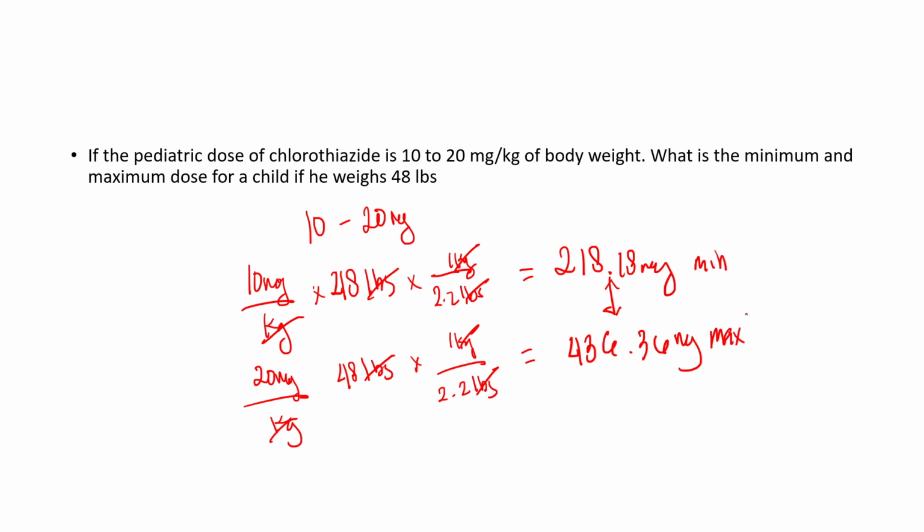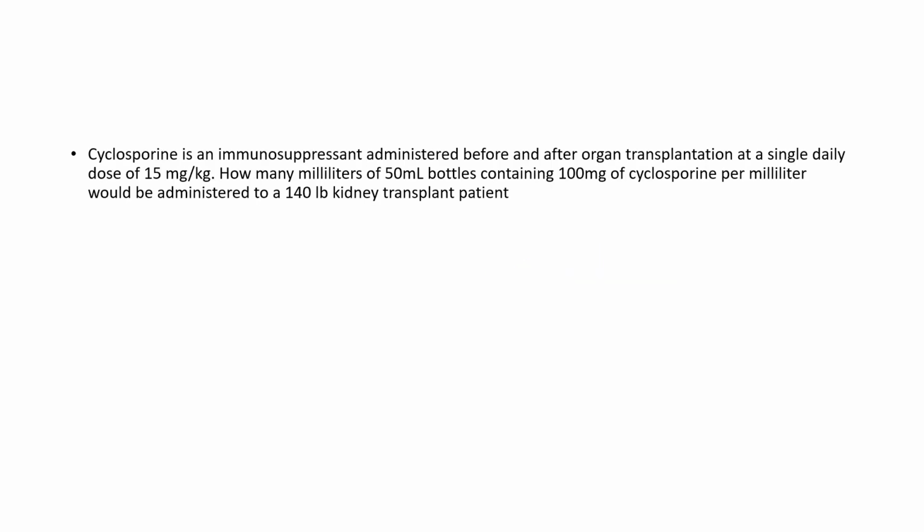Some questions will ask you if a drug is overdose or underdose depending on the range of dosing. So cyclosporin is an immunosuppressant administered before and after organ transplantation at a single daily dose of 15 milligrams per kilogram. How many milliliters of 50 ml bottles containing 100 milligrams of cyclosporin per milliliter would be administered to a 140-pound kidney transplant patient? So this is a computation that needs both patient dosing and concentrations.